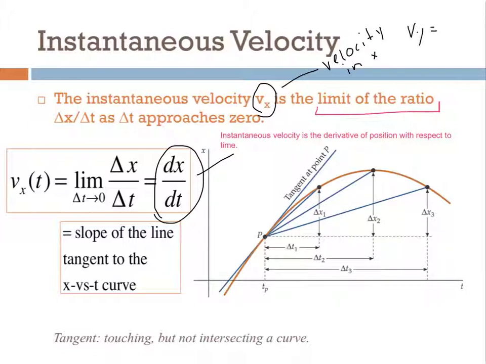So if we were talking about the y direction, it would say something like velocity in the y direction is the derivative of the position in the y direction with respect to time. Again, this notation we'll see again later. I just want you to start getting familiar with it.